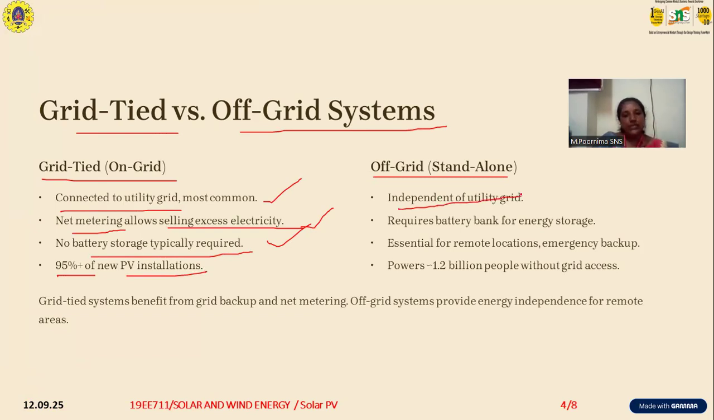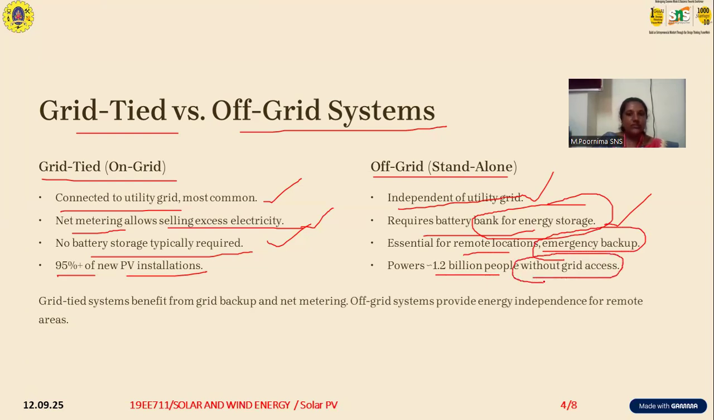Now off grid is independent of the utility and requires a battery bank for energy storage, which is essential for remote locations and emergency backup. It can power 1.2 billion people without grid access. This is what an off grid system is. Grid systems benefit from grid backup and net metering, while off grid systems provide energy independence for remote areas. This is the main difference between on grid and off grid.